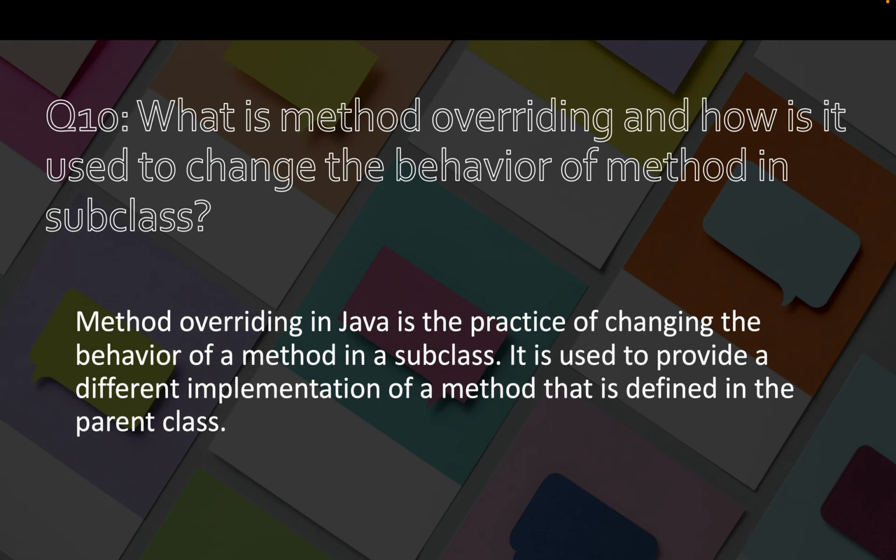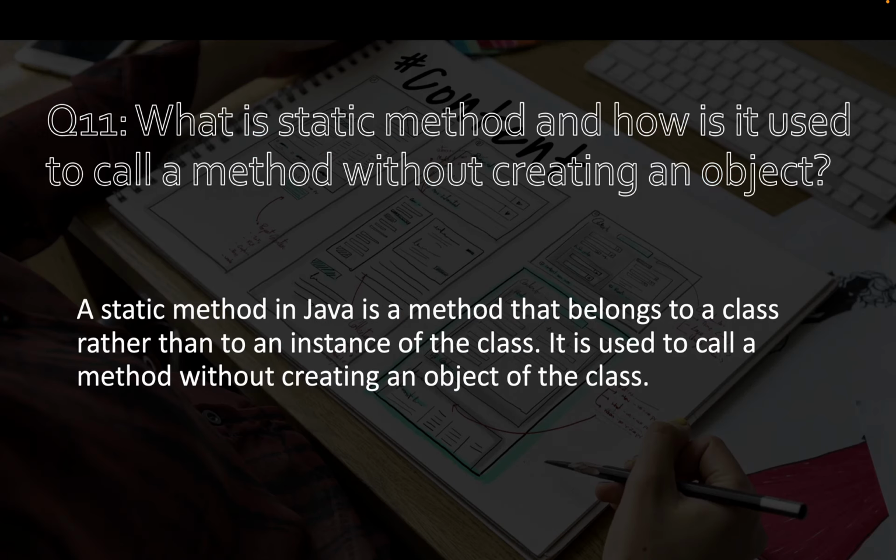Question number 10. What is method overriding and how is it used to change the behavior of method in subclass? Method overriding in Java is the practice of changing the behavior of a method in subclass. It is used to provide a different implementation of a method that is defined in the parent class. Question number 11. What is static method and how is it used to call a method without creating an object? A static method in Java is a method that belongs to a class rather than to an instance of the class. It is used to call a method without creating an object of the class.